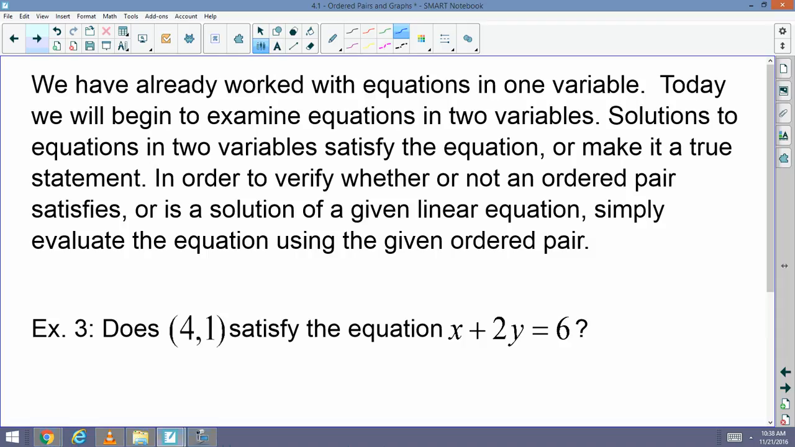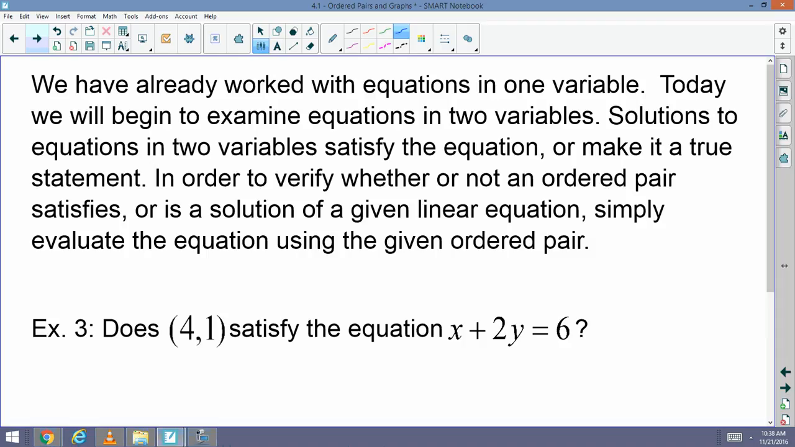Well, now we're dealing with two variables. We're going to be dealing with x and y. A solution to an equation that has more than one variable, same thing. It's the value, in this case the ordered pair, that makes the equation true. It satisfies the equation. In order to verify whether or not an ordered pair satisfies or is a solution of a given linear equation, simply evaluate the equation using the given ordered pair.